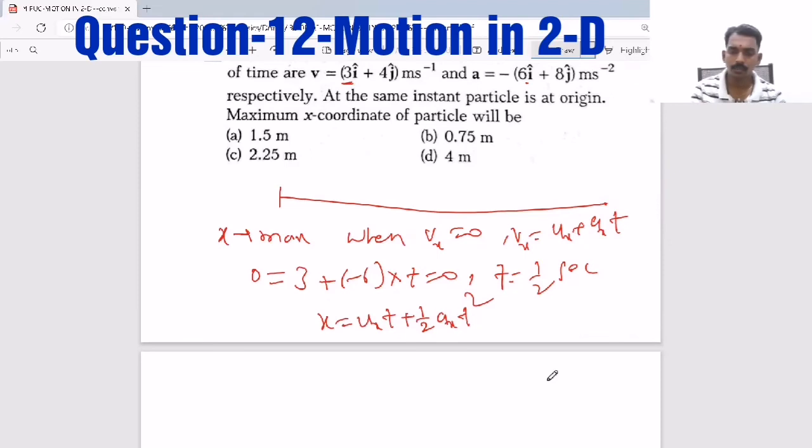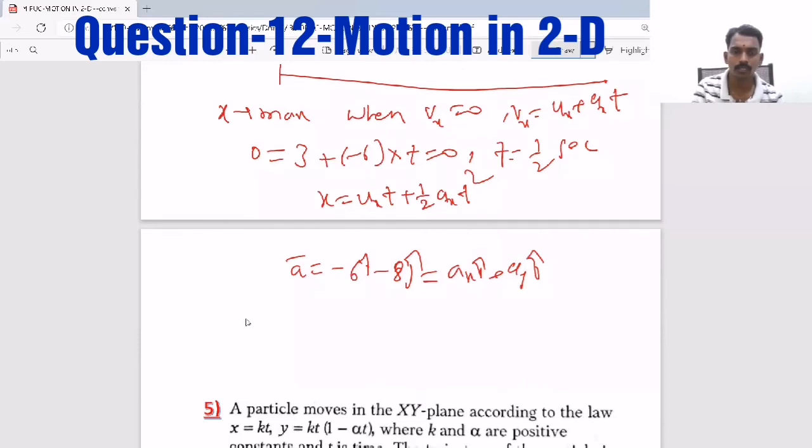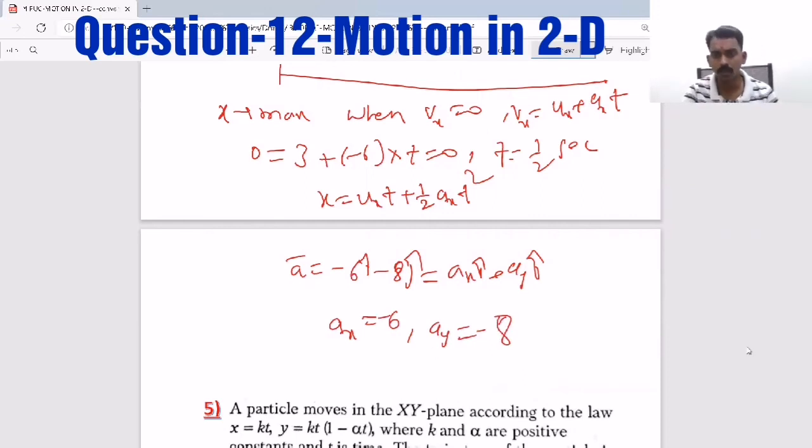Try to compare in this manner with the given vector. Just like suppose a bar equals, they have given 6i minus 8j, that equals ax i cap plus ay j cap. So the i coefficient is ax. So the ax value is 6, then the ay value is minus 8. This way you need to compare.